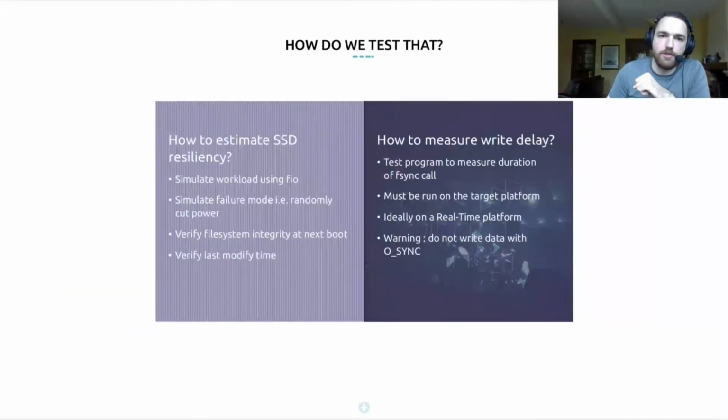Other things to take into account is the SSD resiliency. So the best way to do it is simply to simulate your workload, typically using FIO, and then you simulate the failure mode. So typically, in this case, you randomly cut the power.